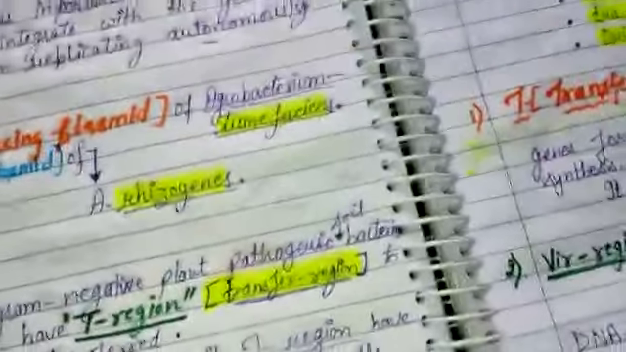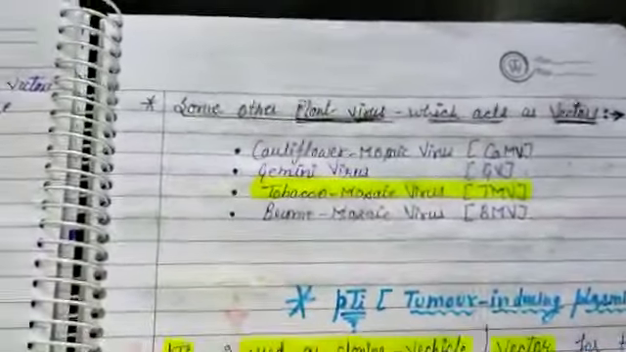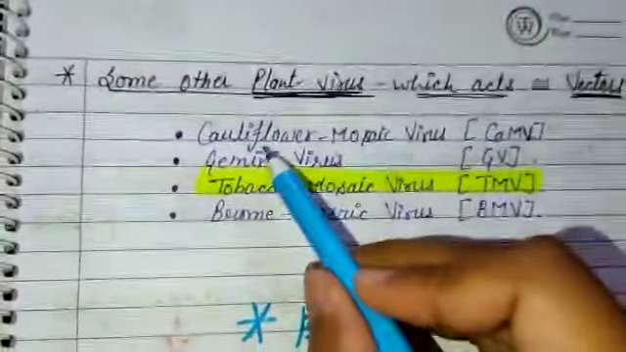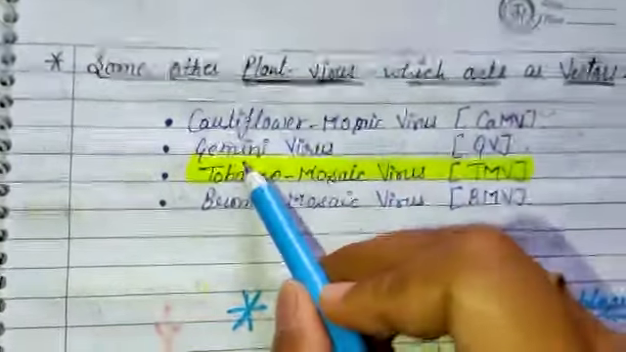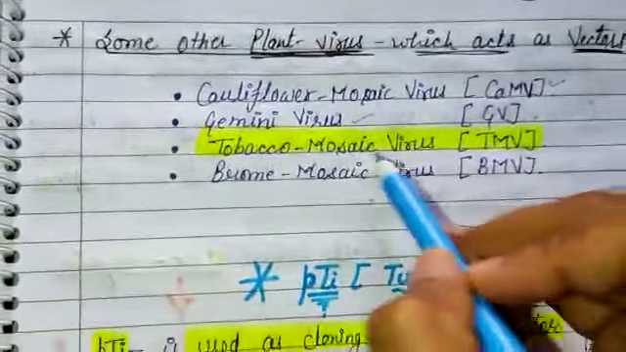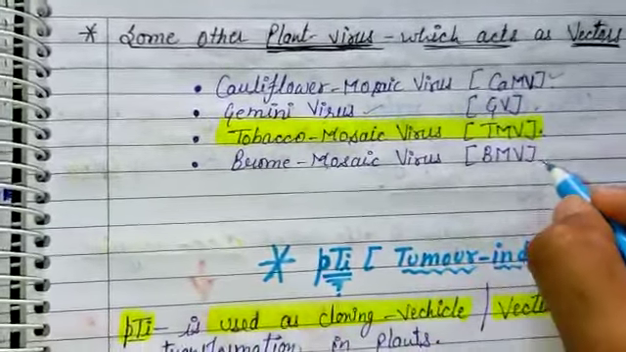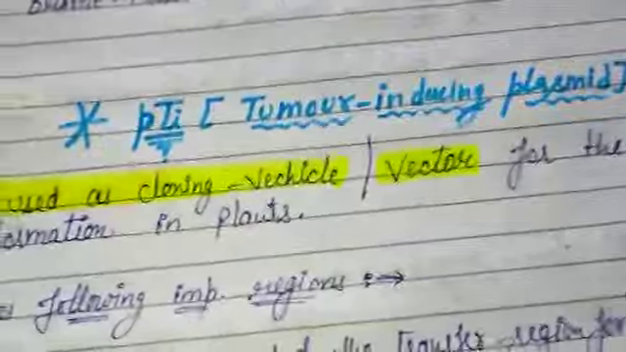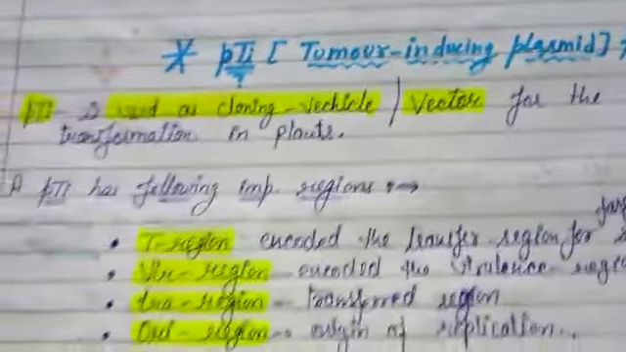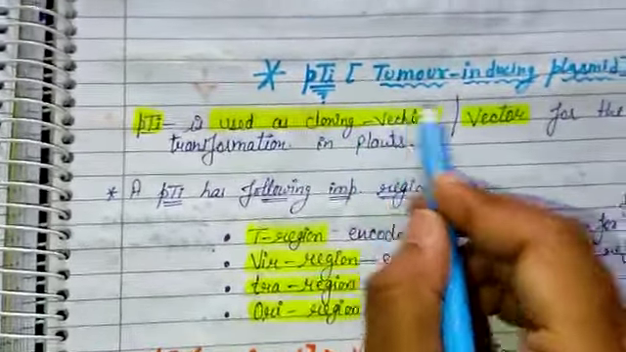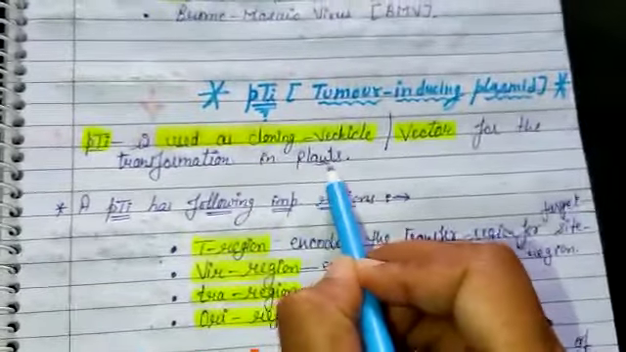There are some more plant-based vectors used as cloning vehicles. For example, CaMV, the cauliflower mosaic virus. Next is the Gemini virus. Next is the tobacco mosaic virus, that is TMV. And last is the brome mosaic virus, called the BMV vector. But we study the Ti plasmid, the tumor inducing vector, in detail. The Ti plasmid is used as a cloning vehicle or vector for transformation in plants.